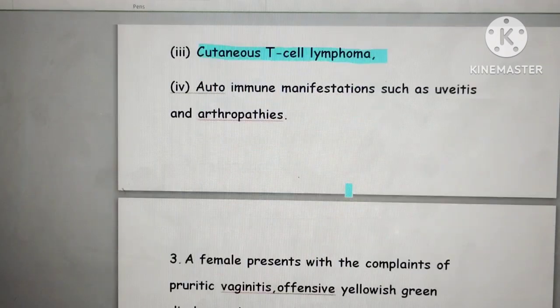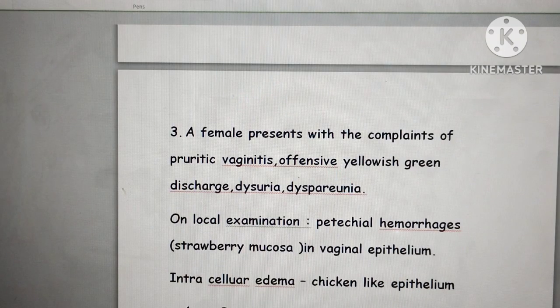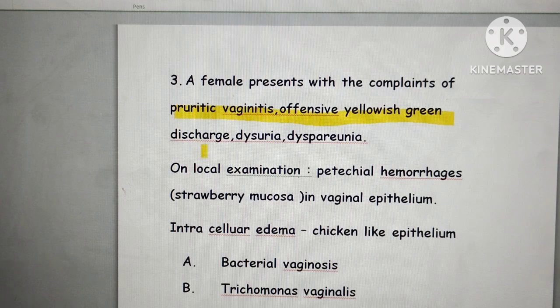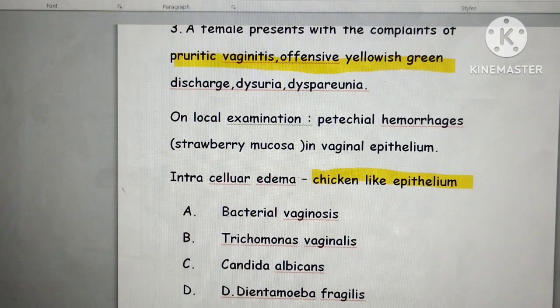Okay, coming to the third question. This is a clinical question. A female presents with complaints of pruritus, vaginitis and offensive yellow-green discharge, with dysuria and dyspareunia. On local examination, there are petechial hemorrhages and strawberry mucosa, intracellular edema, and chicken-like epithelium. The options given are bacterial vaginosis, Trichomonas vaginalis, Candida albicans and Entamoeba.